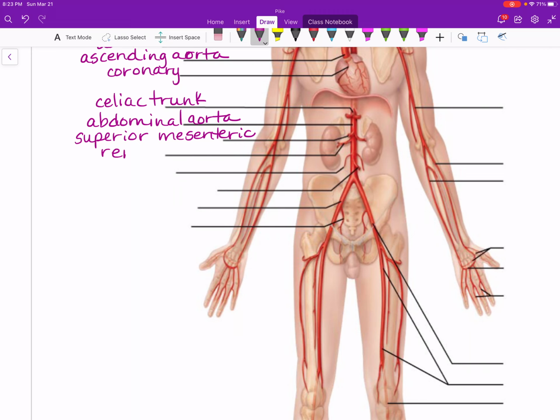Then we have the renal artery going to the kidneys, so this is the right renal artery. There's also a left renal artery going to your kidneys. Then gonadal, supplying whatever pair of gonads you own that you were born with. Then if there's a superior mesenteric, there's going to be an inferior mesenteric supplying the lower half of your intestines.